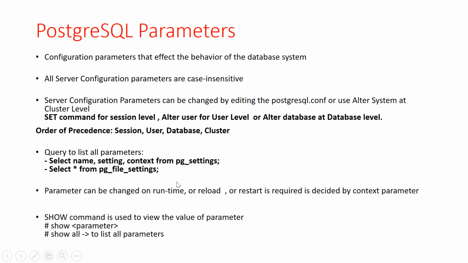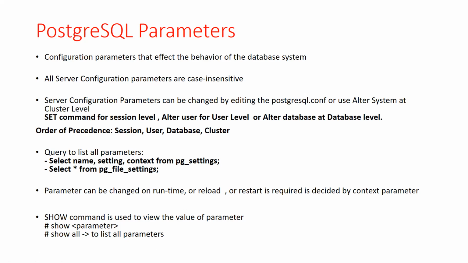That means if somebody is setting the parameter at session level, that is effective. If somebody is setting a memory parameter, and at cluster level the memory parameter is 5 MB, at session level it is 4 MB, user level maybe 5 MB, database might be 3 MB, then session level will be effective. Whatever is set at the lowest level will be effective. If a particular user is logging in, the user level will override the other parameters. If nothing is set at these levels, then the cluster level parameter will work.